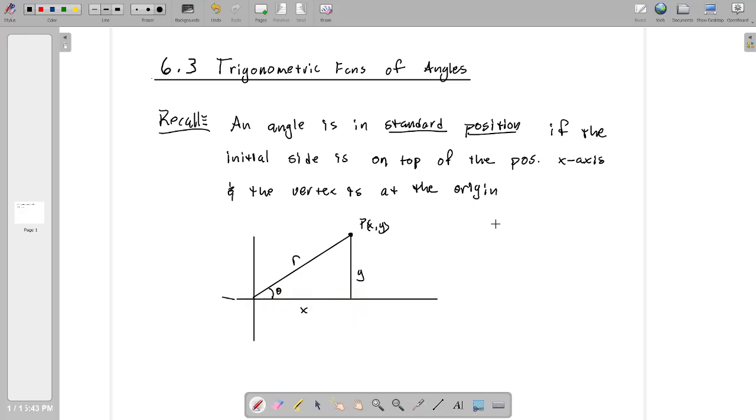So as we've seen before, we have our trig ratios, and we're going to redefine these in a second. Sine of theta would be opposite over hypotenuse, which would be y over r. Cosine of theta is adjacent over hypotenuse, which would be x over r. And tangent of theta is opposite over adjacent, which is y divided by x.